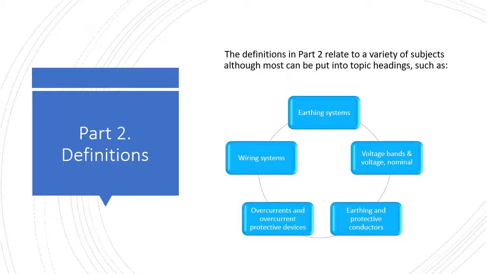So the definitions section, part 2, includes a variety of subject definitions such as earthing systems, voltage bands, wiring systems, overcurrent, and earthing and protective conductors. It simply is a dictionary in alphabetical order from A to Z. If there's a term used in the book, it's here in the section.